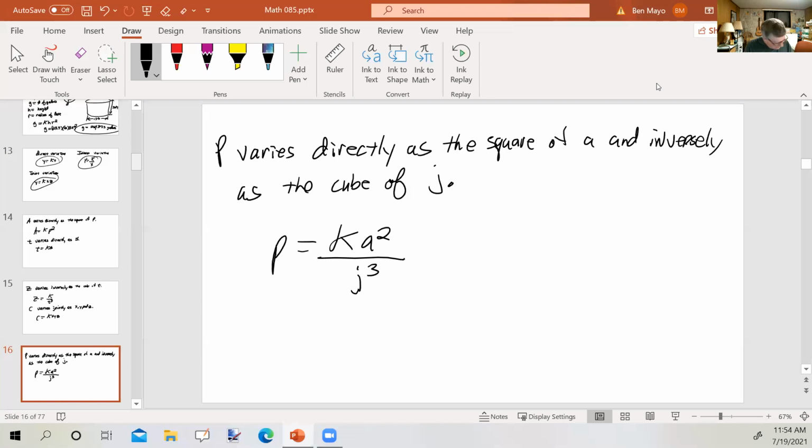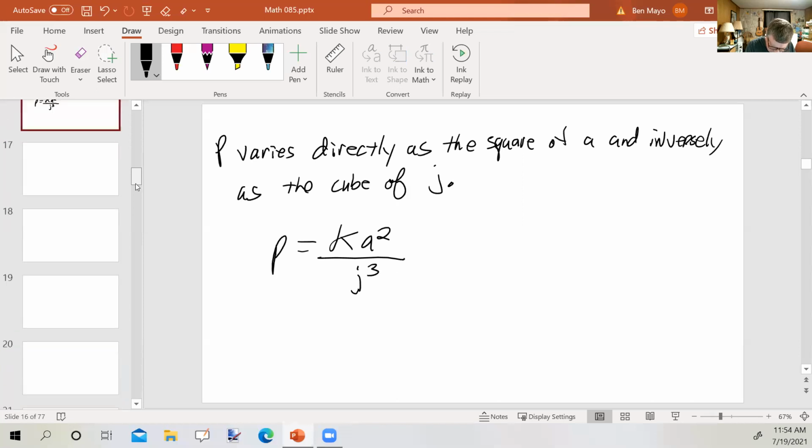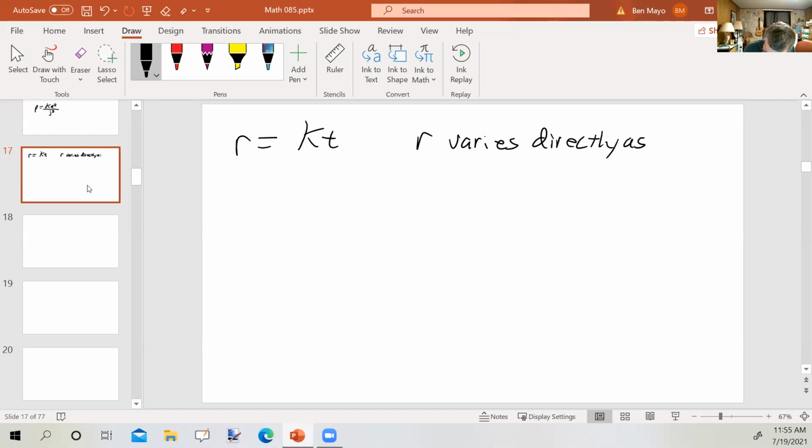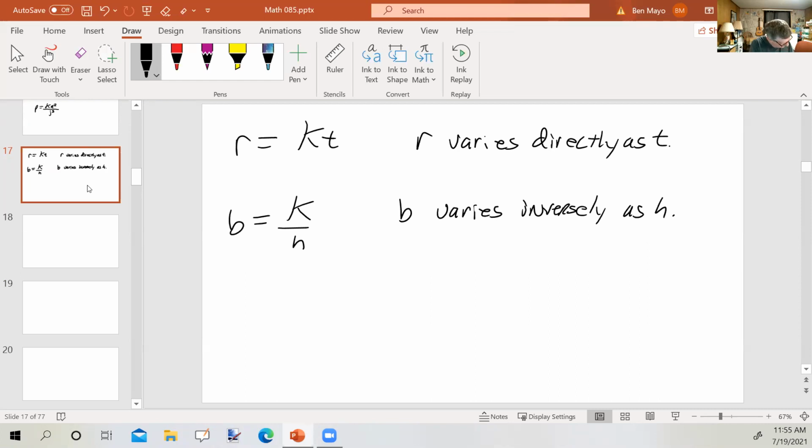Okay. How about this? We'll go the other direction. Now we've got the formula. We'll write it in words. R equals KT. We would say R varies directly as T. B equals K over H. B varies inversely as H.